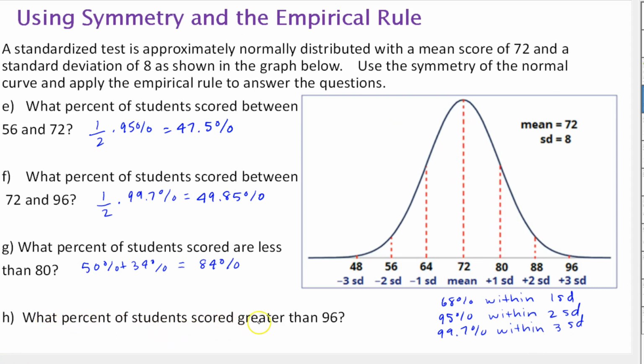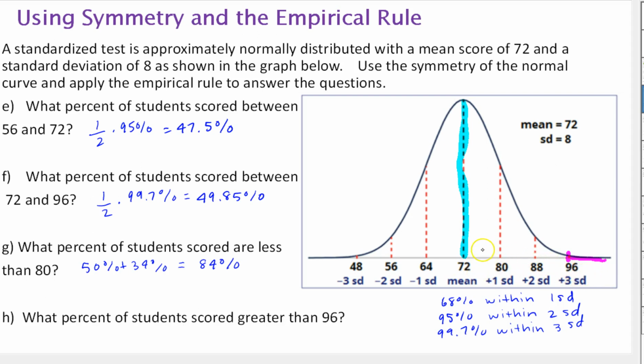What percent of students scored greater than 96? So here's 96, and it's this little piece of area that's so small we can't even see it. So we know that's going to be small. So what can we do here? Notice it says greater than, so we're going to need to use 100% minus something, or 50% minus something in this case. I'm going to go with the 50% one. We could actually use part of a last answer, but then we'll compare it later. It'll be more fun. So we know 50% of the data is greater than 72.